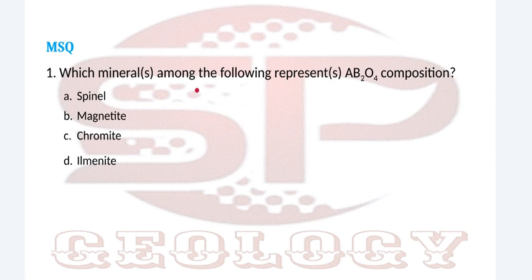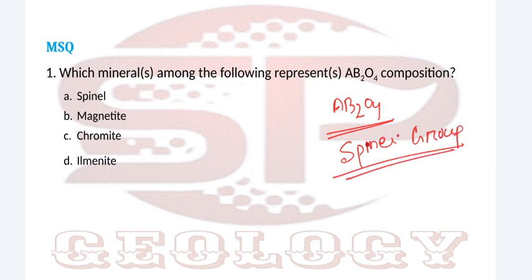Then which of the minerals among the following represents AB2O4? AB2O4, remember, this is the general formula of the spinel group. The spinel group includes spinel, magnetite, chromite. These three are included within the spinel group.